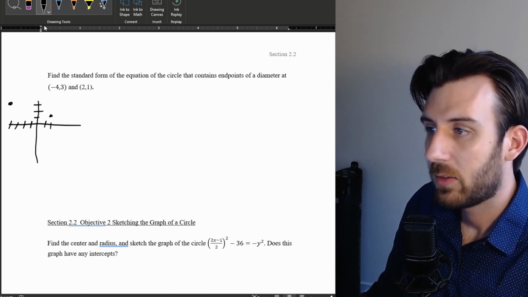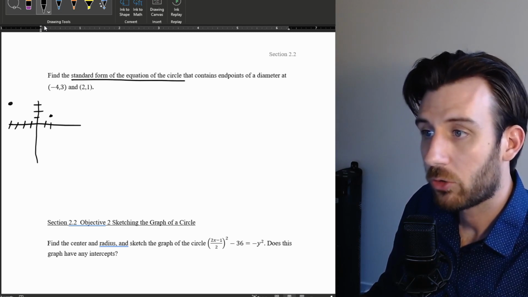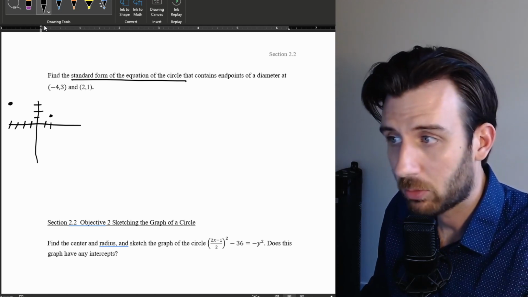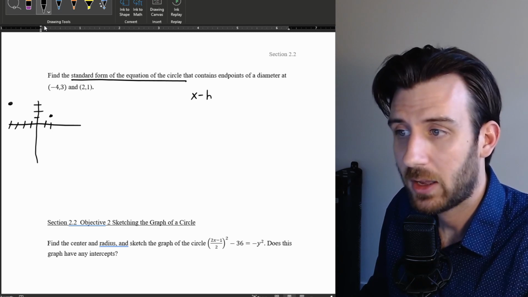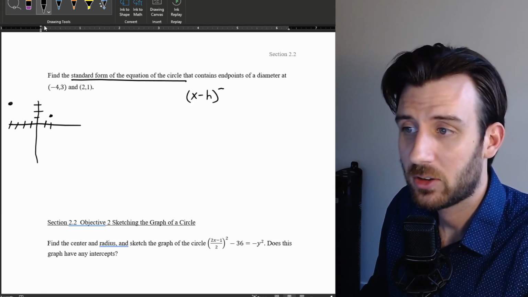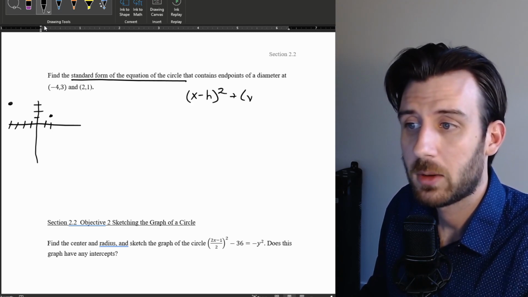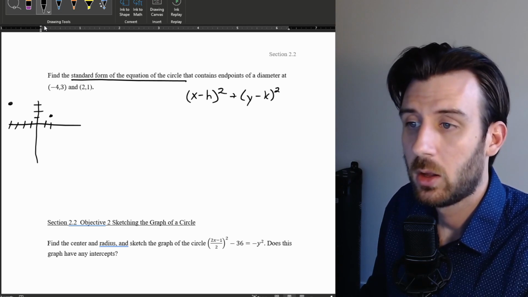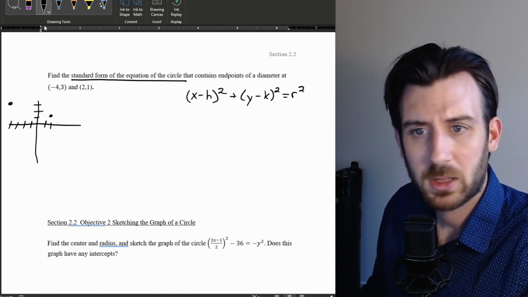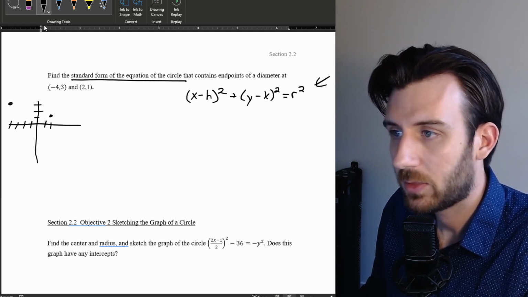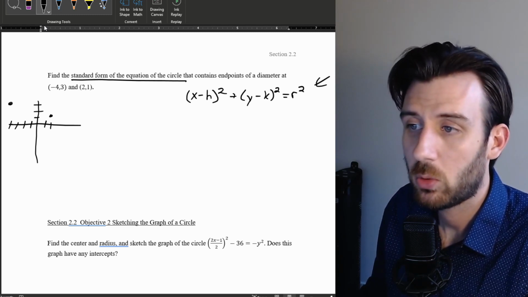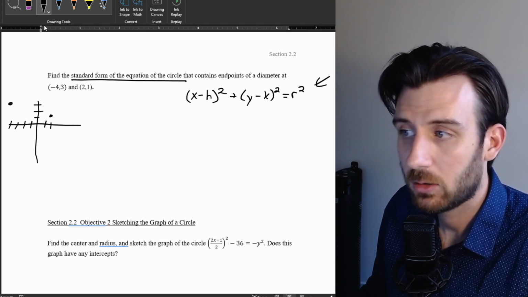Now it says, find the standard form of an equation of a circle. So here's how I would start to break down these difficult problems. Standard form of an equation of a circle. That means that somehow, some way, I'm going to have x minus h squared plus y minus k squared equals r squared popping up at some point in this solution. All right, so find the standard form of the equation of the circle. Got that right there. That contains endpoints of a diameter at here and here. Ooh.